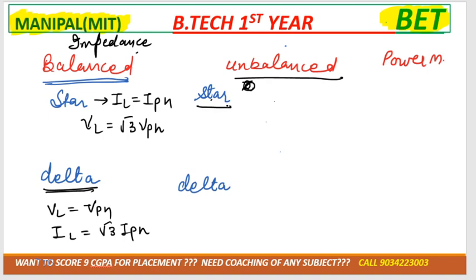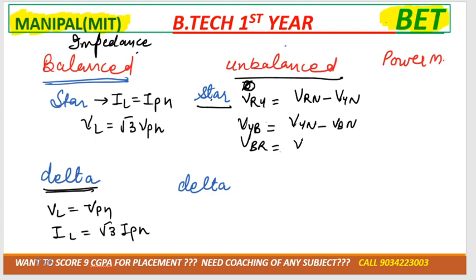In the star connection, for unbalanced I'm particularly talking about, the voltage is different, so VRY would be equal to VRN minus VYN. Similarly, VYB is equal to VYN minus VBN, and VBR is equal to VBN minus VRN. You don't need to learn these formulas because they are mentioned in your handbook. Now next one is the delta connection.